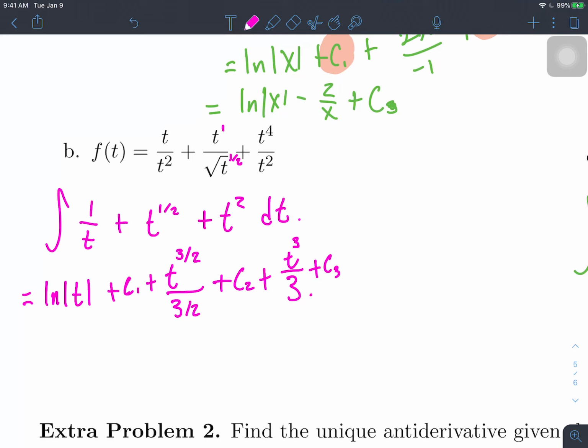Okay, plus c3. So we can rewrite all this as ln of absolute value of t plus 2t to the 3/2 over 3. Where'd you get 2? Dividing by 3/2 is the same as multiplying by 2/3. So that's where that 2 came from. And then plus t cubed over 3, plus the constant I get by taking C1 and C2 and C3 and adding them all together. I'm just going to call that C4.